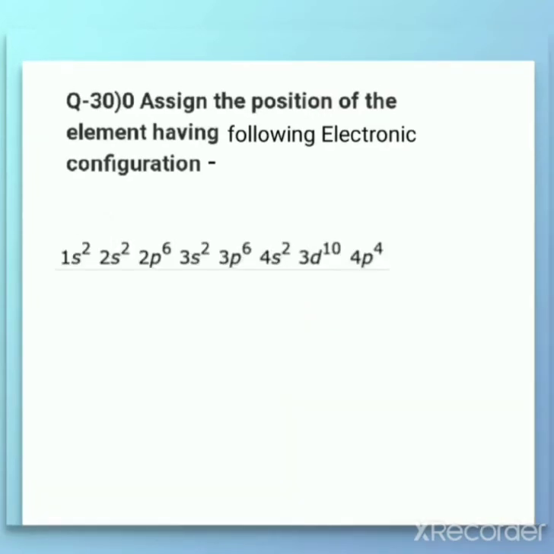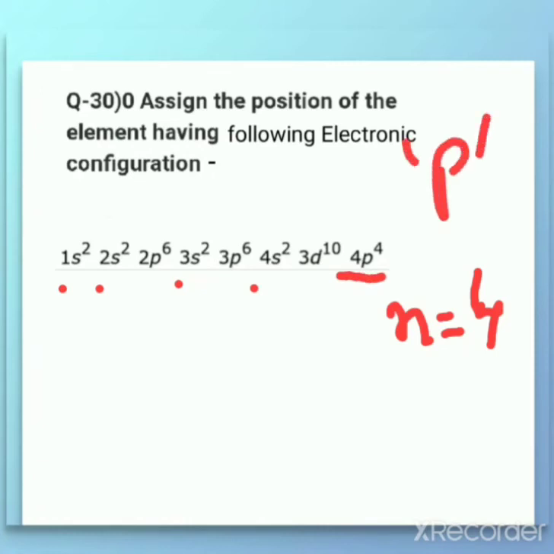Next one, the electronic configuration is given here. On the basis of this, we need to identify its position in the modern periodic table. So here, when you look at the highest value of n, that is the outermost shell, it is the 4th shell. Because here 1 is there, 2 is there, 3 is there, 4, which is the maximum value of n here. So the 4th shell is the outermost shell. And here the outermost electron is in the p orbital, therefore it belongs to the p block. So this element belongs to the p block, and the period is the 4th period.